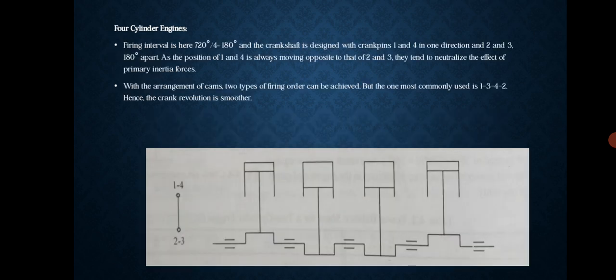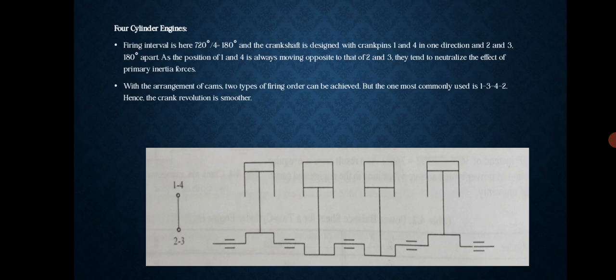Four-cylinder engine. Firing interval here is 720 divided by 4, that is 180 degrees, and the crankshaft is designed with crank pins 1 and 4 in one direction and 2 and 3 180 degrees apart. As the position of 1 and 4 is always moving opposite to that of 2 and 3, they tend to neutralize the effect of primary inertia forces.